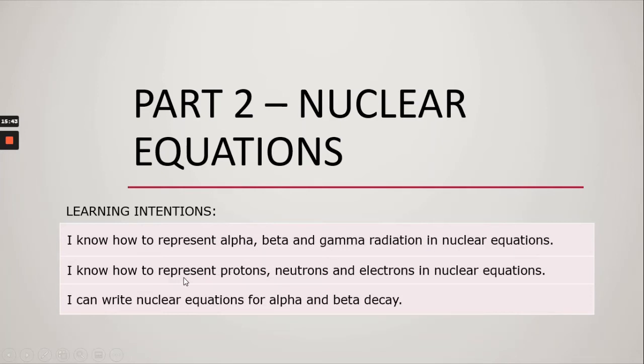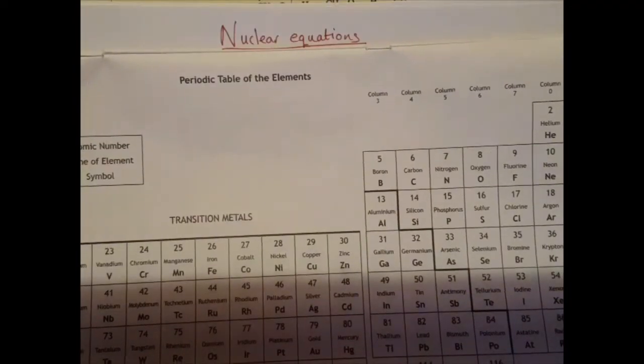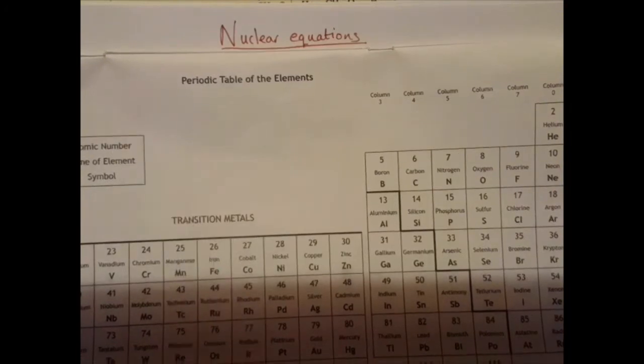We're going to learn about how to represent protons and neutrons in nuclear equations, and we're going to look at writing nuclear equations for alpha and beta decay. I'm going to switch over to doing this on paper to help to show you how to write the equations. So in this section of the video we're going to look at nuclear equations.